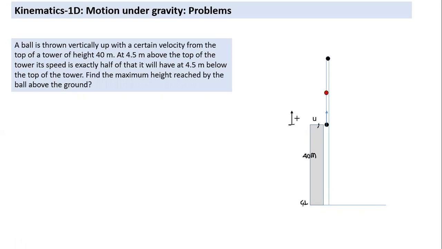This is the initial point A. Another point B, let me put as h. What is h value? How high is this point? h is equal to 4.5 meter. And this particular point, it will reach at a certain instance of time, and it will have a particular velocity. Let me call this velocity V1. And what is the second point? It is exactly half of that it will have at 4.5 meter below the top of the tower. So from here, 4.5 meter below.